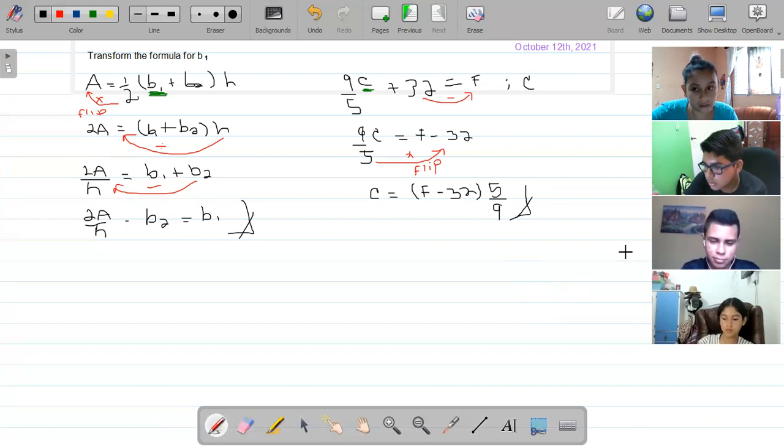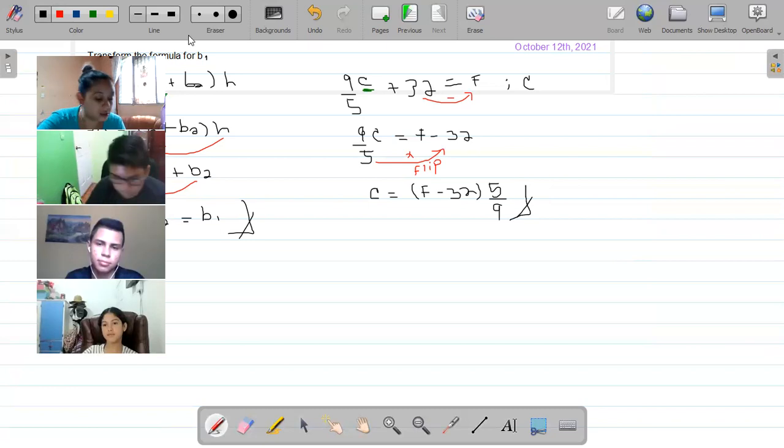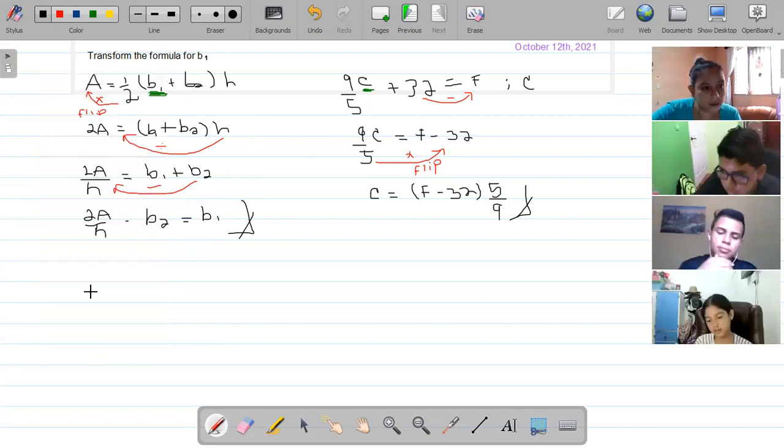Easy peasy, right? Formulas like this are the ones that are coming in your exam. Let's find another formula. Let's find the formula of volume. Volume of a pyramid. No, volume of a pyramid, no. Volume of a cone.